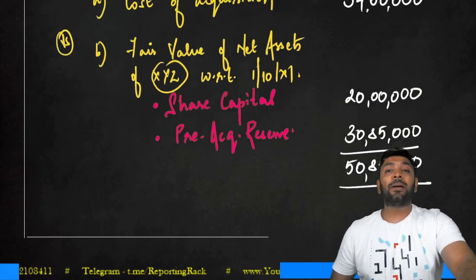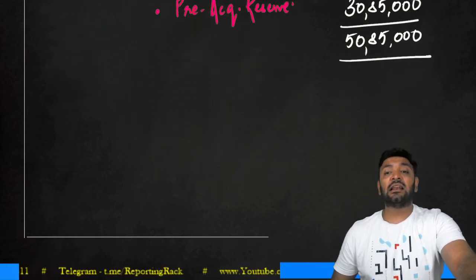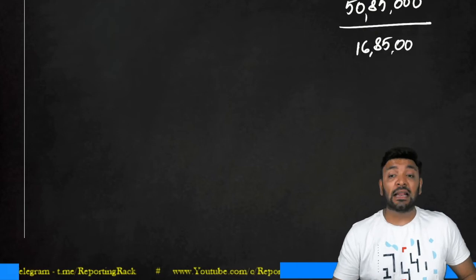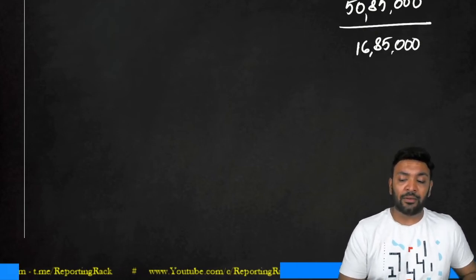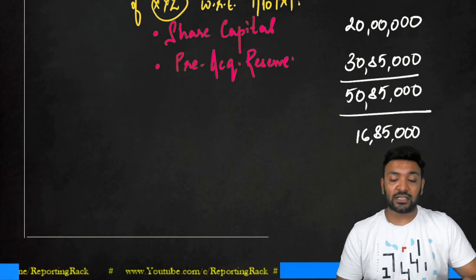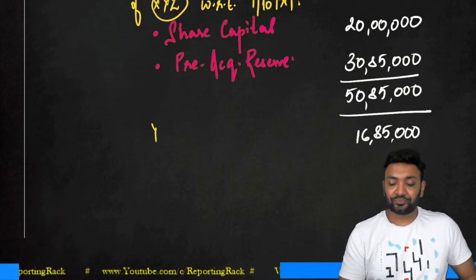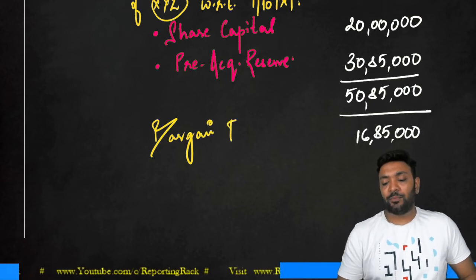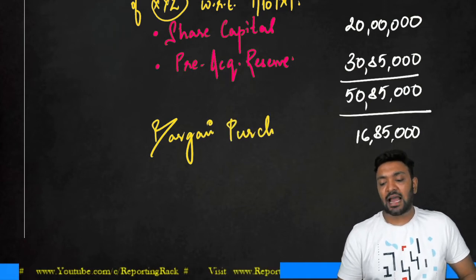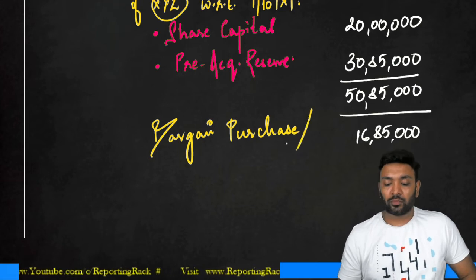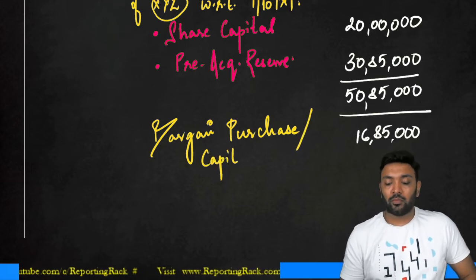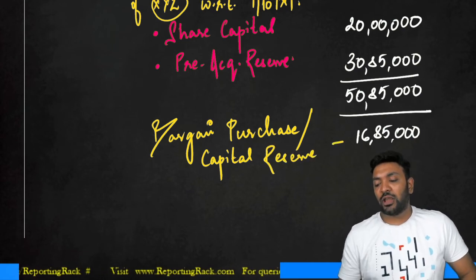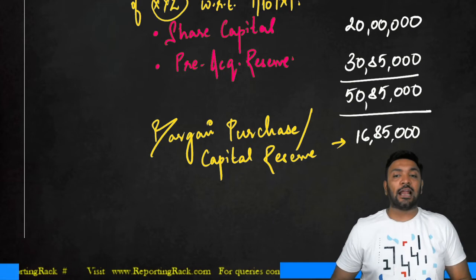Compare it with the cost of 34 lakhs. It will result in 16,85,000 as the difference. Therefore, this should result in the amount as bargain purchase. Bargain purchase should be recognized as capital reserve in your balance sheet, don't forget.